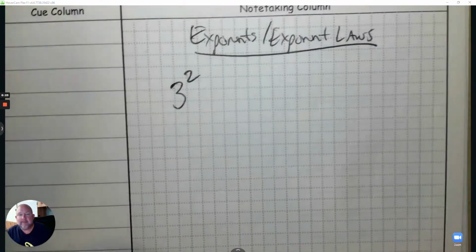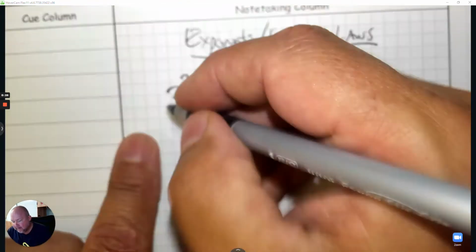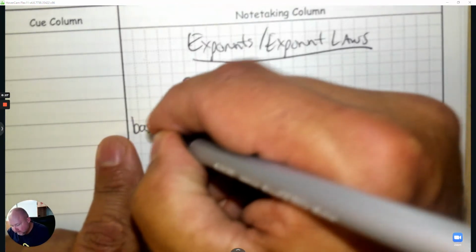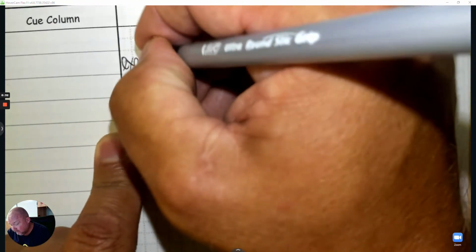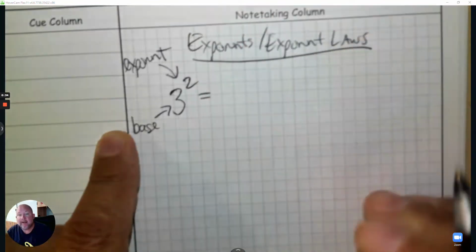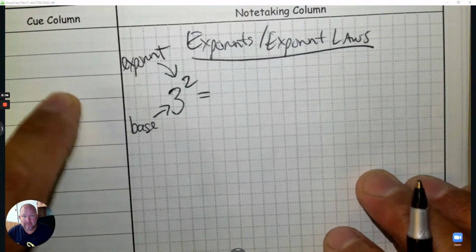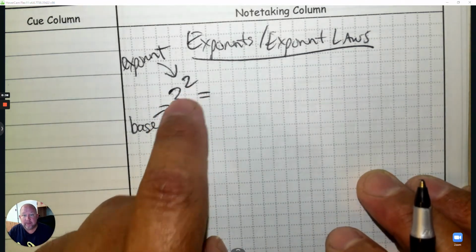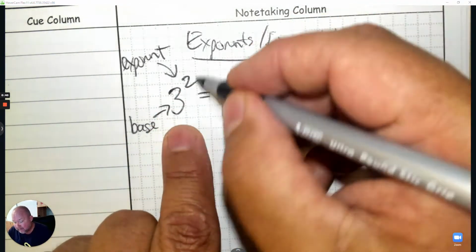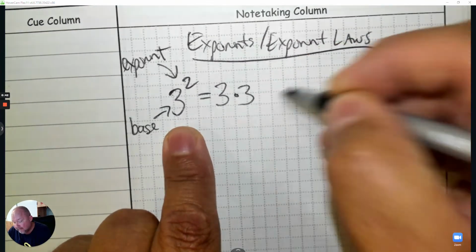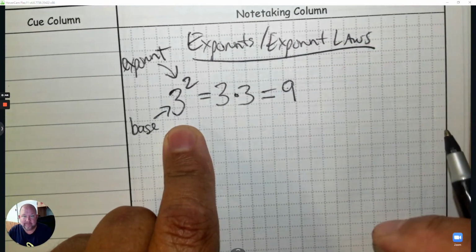It's a little blurry. So for an exponent, you always have a big number at the bottom called the base, and you have a small number connected to that called the exponent. And if I want to evaluate this exponent, the small number on top tells me how many I have of that base. So how many do I have of that base? And then I multiply them together.